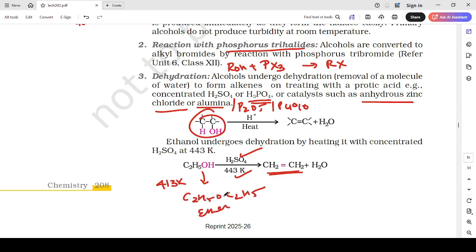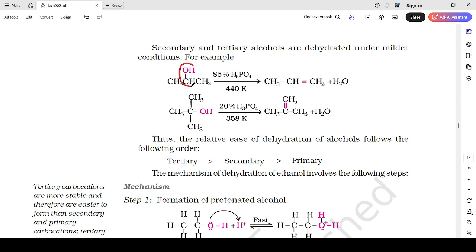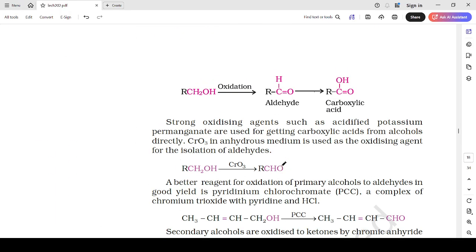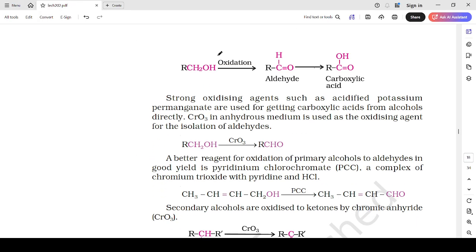Dehydration reaction: when I treat it with sulfuric acid at high temperature, it leads to elimination of water, which is called dehydration. It can also be carried out in the presence of phosphoric acid, anhydrous zinc chloride, alumina, P2O5 or P4O10. If I do the same reaction at 413 Kelvin, as I mentioned, you will be forming ether. You can see the secondary alcohol needs lower temperature and lower concentrated phosphoric acid to do the reaction. Tertiary alcohol needs much lower concentration and low temperature to form the alkene. This shows the stability order of tertiary, followed by secondary, followed by the primary alcohols.